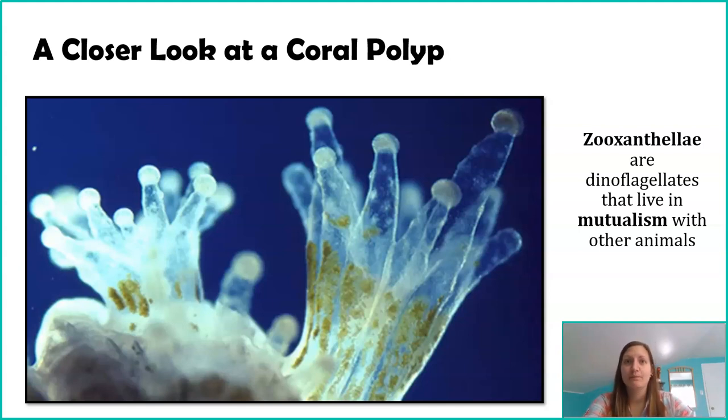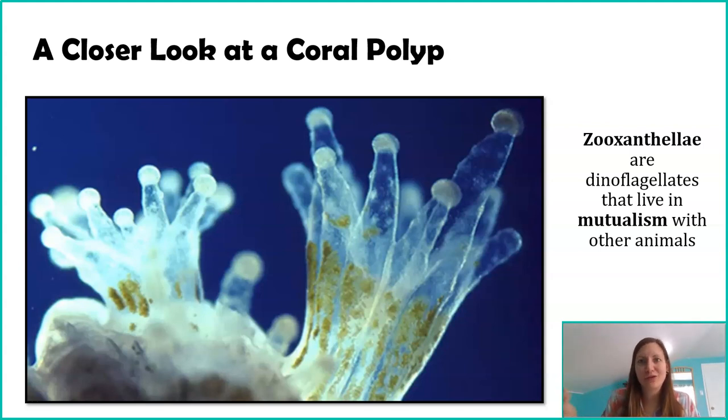So zooxanthellae, because they're dinoflagellates, they photosynthesize. That's why they have those pigments, to capture those sun rays, excite the pigment, and turn that into usable energy. They're photosynthesizers. Well, remember, coral is an animal. And we have this photosynthesizer who's going to make what? It's going to make glucose, so food. It's going to make oxygen, which is needed to breathe. Now, coral doesn't breathe the same way, but they still need oxygen. They still need to create ATP.